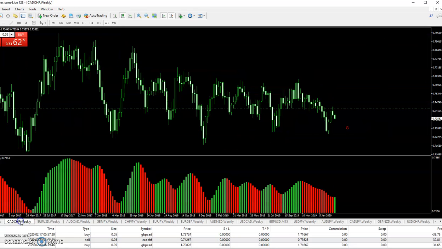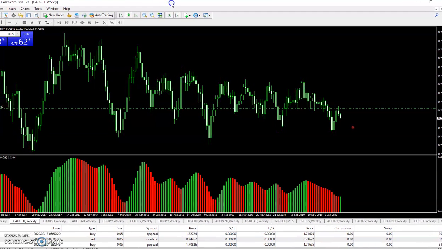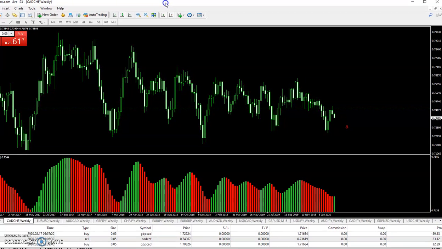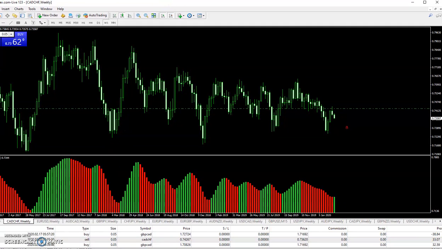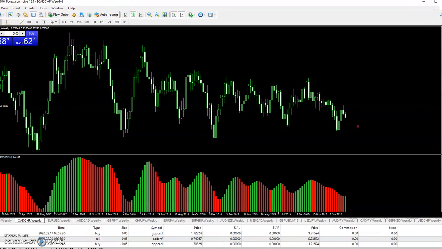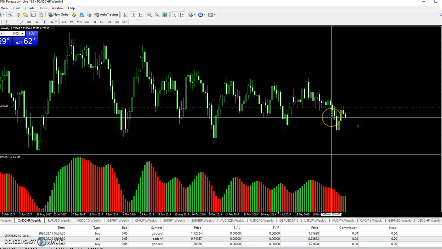The next pair I added is the CAD Swiss franc, which is this one. I believe I added here. Also, I took into consideration the long term. Let me just move this over a little bit. This one is up $32, $33 so far. Let me get my indicator here. Okay, so this is where the price is right now.